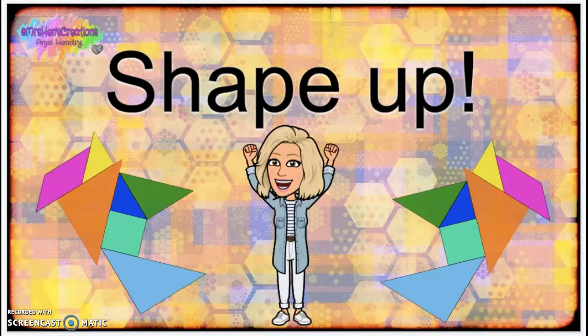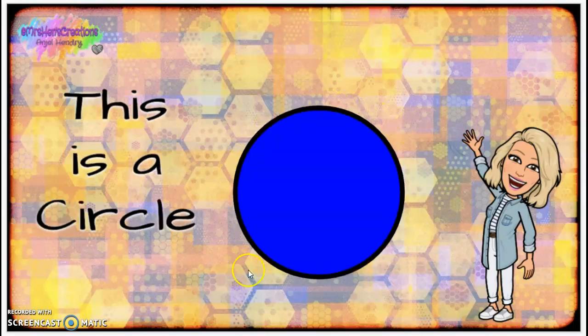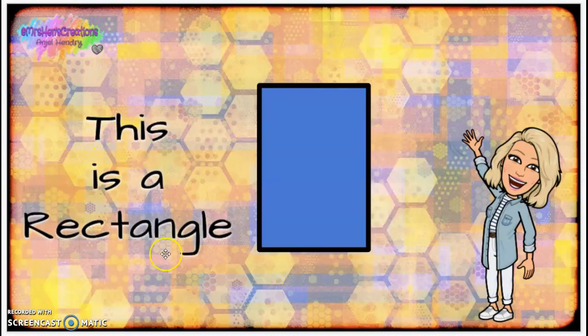Hey guys, we're going to review shapes. This is a square. It has 4 equal sides. This is a circle. It goes around and around like a ball. This is a rectangle. It's almost like a square, but it has 2 longer sides and then 2 shorter sides.